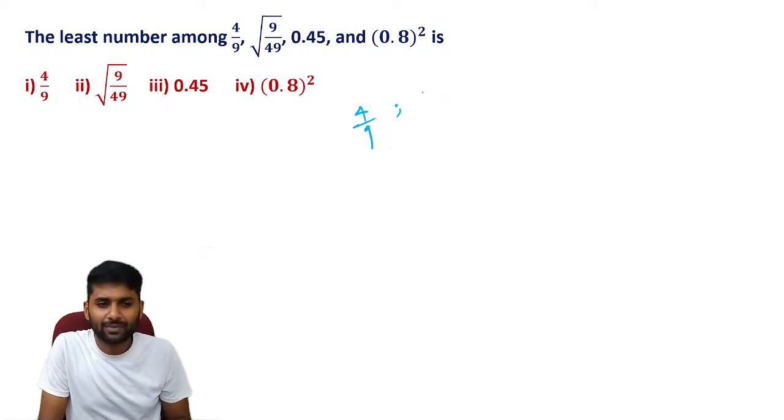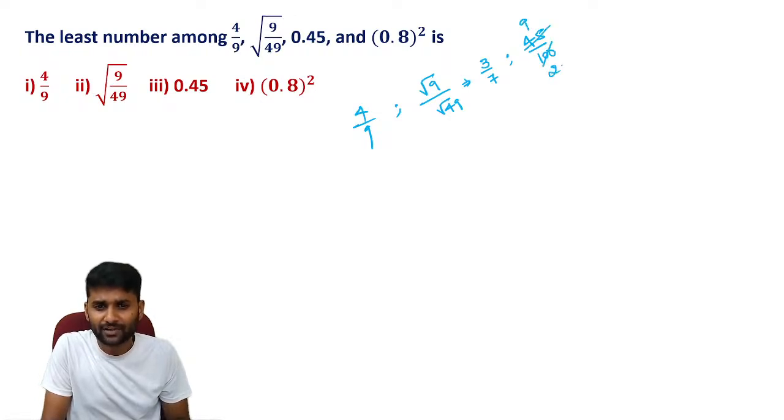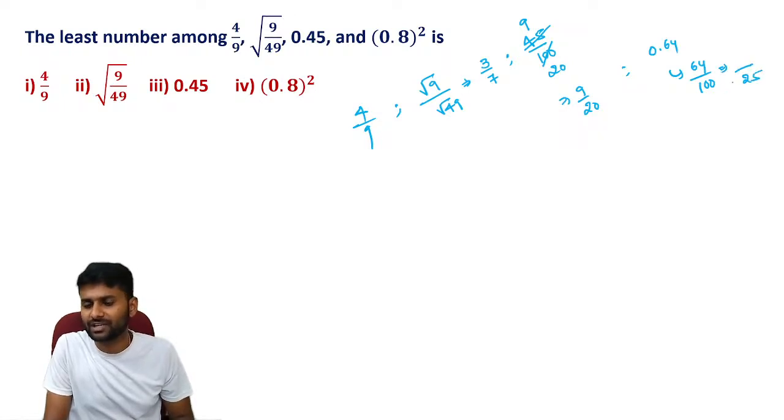So root over 9 by root over 49 is root 9 divided by root 49, which is exactly equal to 3 by 7. Another fraction is 4 by 9. Now 0.45 is 45 by 100; 5 nines are 45, 5 twenties are 100, so the fraction is 9 by 20. Then (0.8) whole square is 0.64, which means 64 by 100. Reducing it, you will get 25 in the denominator and 16 in the numerator.